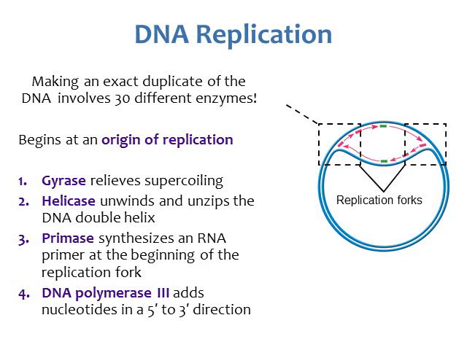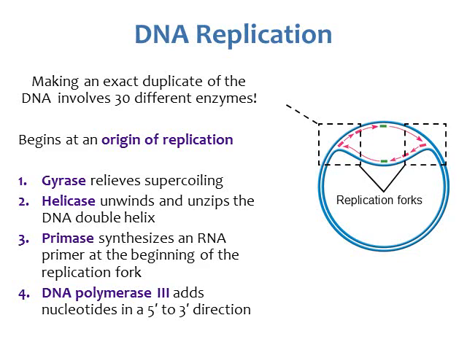So at your origin of replication you have an enzyme called gyrase. This is going to relieve any supercoiling in your DNA. So you kind of have to unwind our DNA because it's twisted up in that double helix. This is going to relieve that coiling and make it more straight.